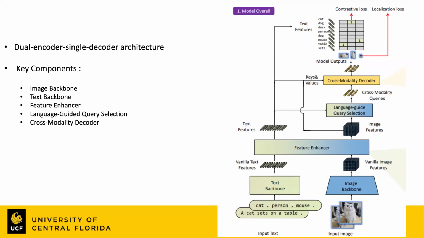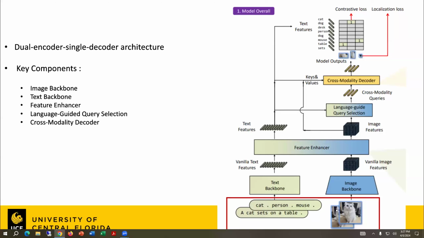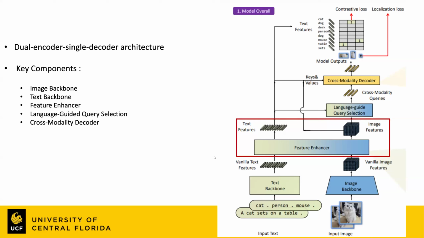So initially they take an image and text pair and pass it to the encoders. In this case, the image backbone is Swin Transformer and the text backbone is BERT. So they get the image features and text features respectively. Then these are passed to a feature enhancer to further improve the features.